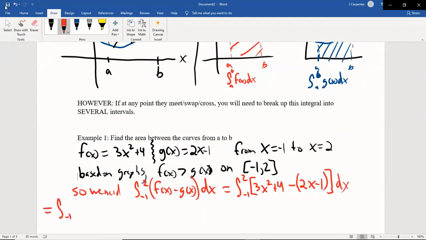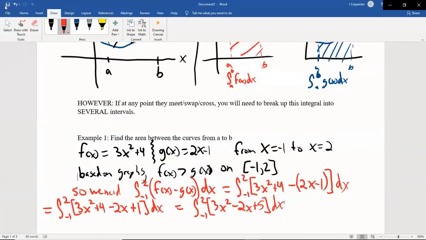So this is the integral from -1 to 2 of 3x squared plus 4 minus 2x plus 1, because we're distributing the negative. Watch your arithmetic rules. Then that's over dx. Combine like terms. You get the integral from -1 to 2 of 3x squared minus 2x plus 5, because the +4 and the +1 made a 5, dx. And then we've got a pretty simple integral to do. It's all power rules, and arguably a power rule with a 5, arguably the constant rule.